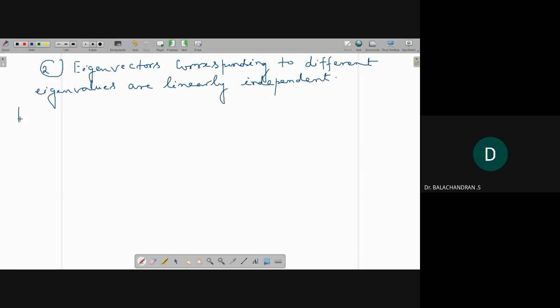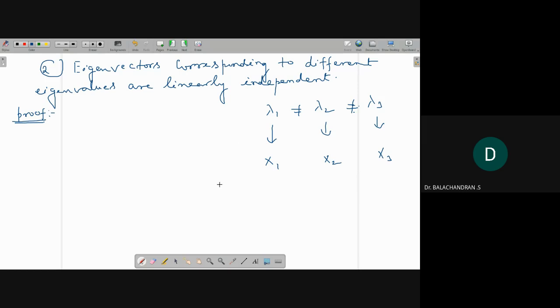Proof. First I will just explain what is the statement of this property. Eigenvectors corresponding to different eigenvalues. Suppose you have lambda 1, lambda 2, lambda 3, all of them distinct. Then the corresponding eigenvectors x1, x2, x3 are linearly independent. I think you know what linearly independent means.